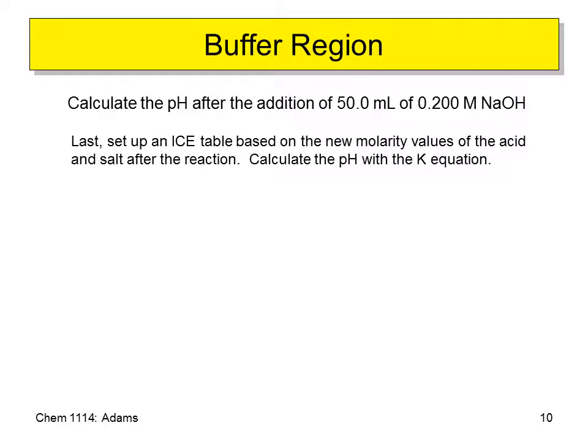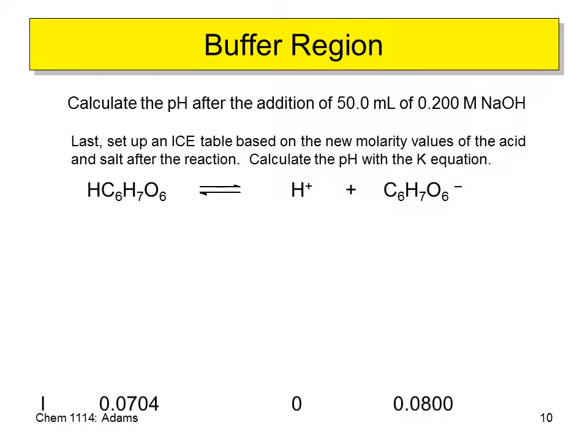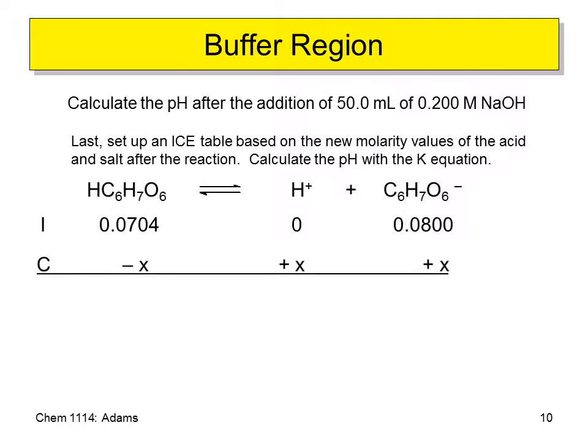Next, for step 3, we're going to set up an ice table with these new molarity values, and we're going to use the weak acid dissociation equation. Again, if you want to use HA for the monoprotic acid, you can. These values are from the previous slide, the weak acid and its salt. And again, I have the changes of the minus x and the two plus x's and my equilibrium values.